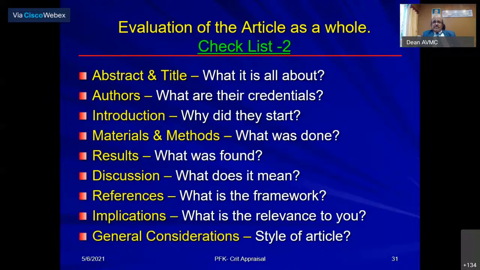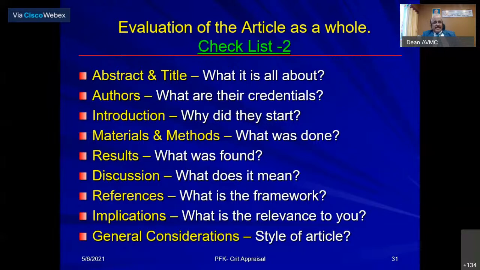And again, some more reinforcements on this, some simple questions. Abstract and title should say what it is all about. Authors, what are their credentials? Introduction should necessarily answer the question, why did they do it? Why did they start it? Need for the study, yes.